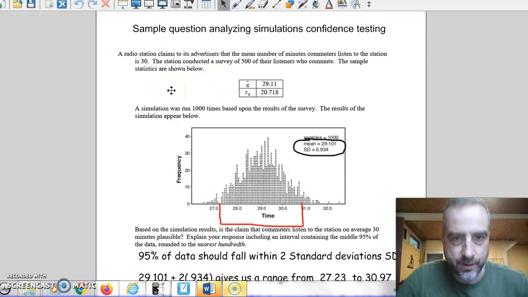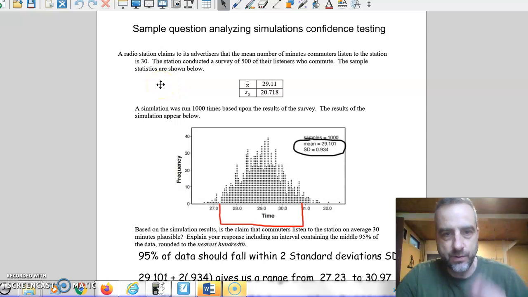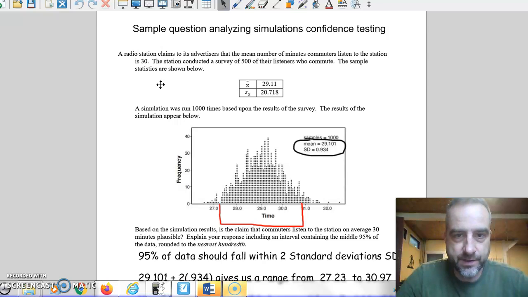So the radio station claims to advertisers that the average number of minutes that commuters listen to the station is 30 minutes. The station conducted a survey of 500 of the listeners, so this is a sampling of the population of people who actually listen. They don't mention how many people are in this population, but they did a survey of 500 people.